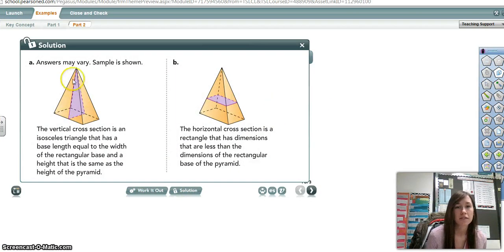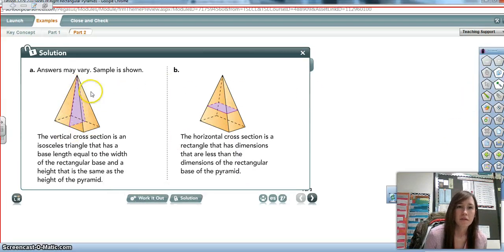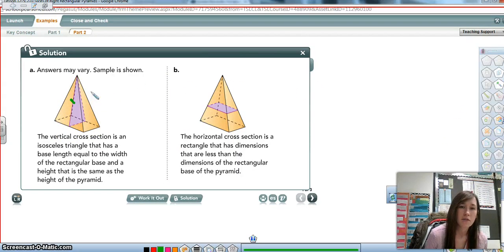So this would create an isosceles triangle. This measurement of our triangle and this measurement would be congruent or equal. The width of the base of this triangle would be the same as the width of the base of this rectangle. And the height of our triangle, the purple, is just as tall as the pyramid. This one we're doing a horizontal cross section, so we do get a rectangle. This rectangle is smaller in size compared to the base rectangle.